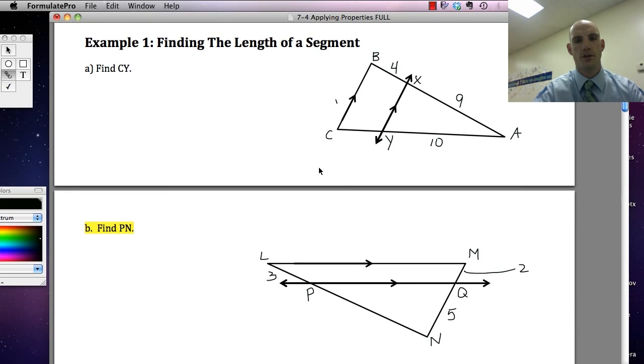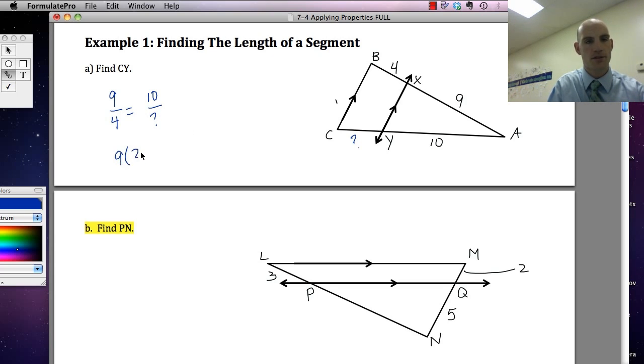Here's two examples. Okay, the second one that's highlighted is going to be for you, but let's try this first one first. If I want to find CY, I'm going to put a question mark there because that's what I'm going to find. Well, I notice I have a side that is parallel to a line that touches the other two sides of a triangle, and so I could set up my proportionality. Well, what I'm going to say when I set up my proportionality is I'm going to say 9, the top part of the triangle, over 4 is equal to the top part, 10, over my question mark.